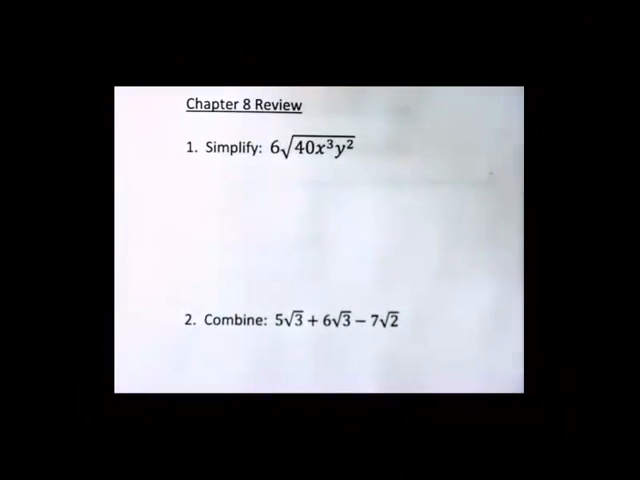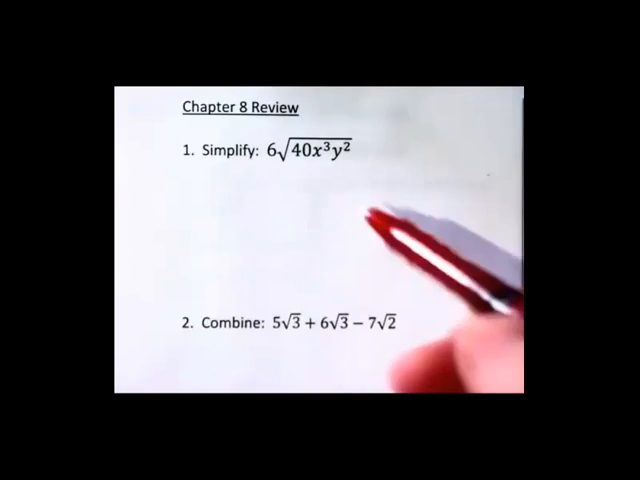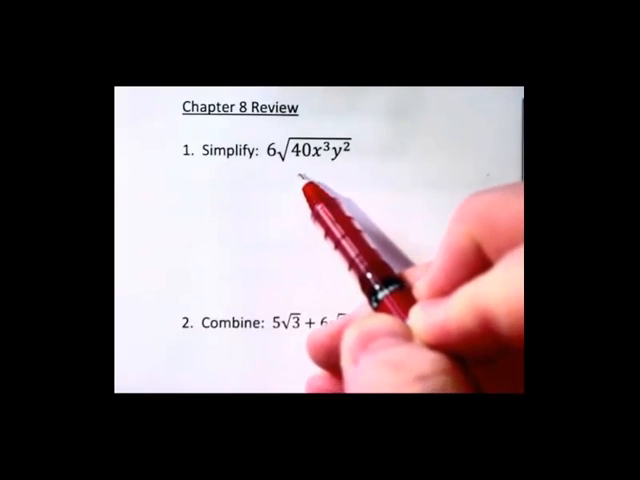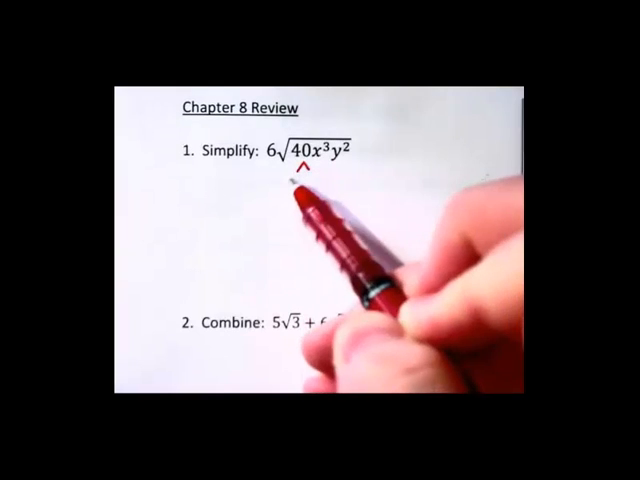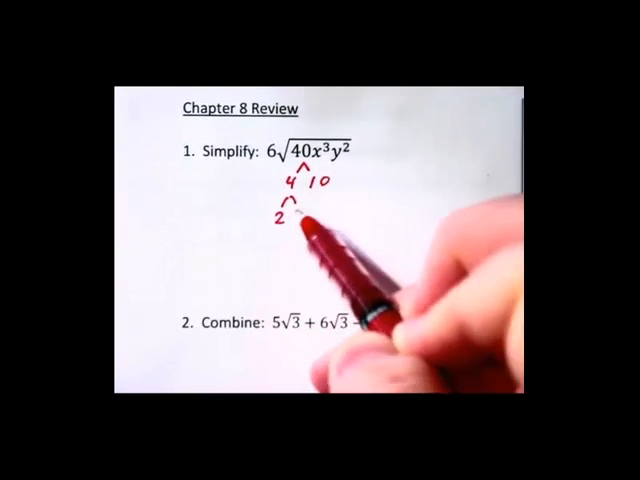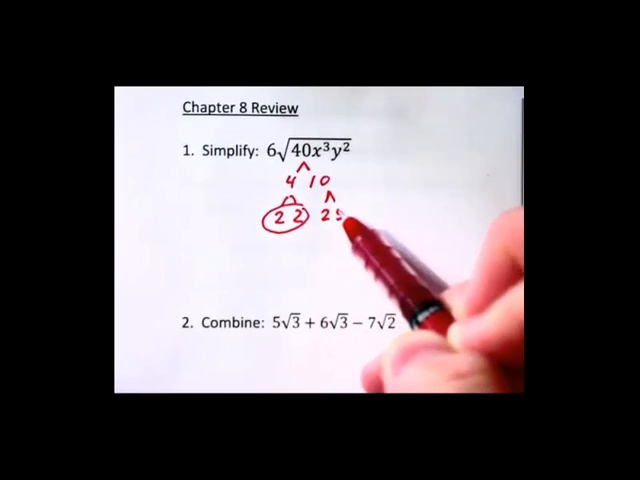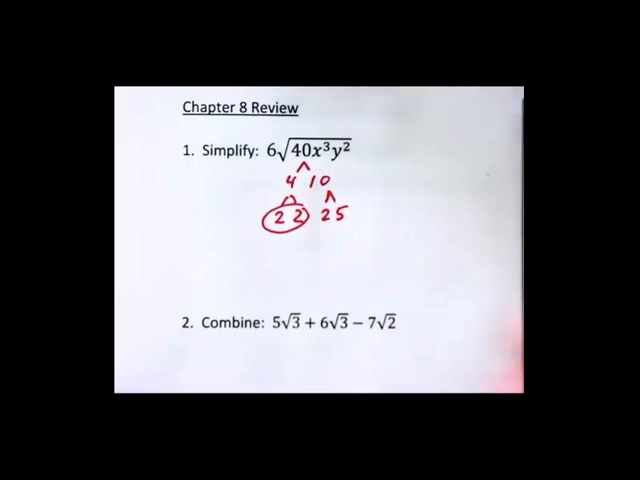When we finish this Chapter 8 review page, you'll find that you've got a one-page summary that pretty much describes the whole chapter and will serve as a pretty good review sheet for you. We begin by simplifying this first radical by taking the 40 and breaking it down into 4 times 10. And the 4 can further break down into a pair of 2's, but the 10 will break down into a 2 times 5, neither of which will come outside the radical.